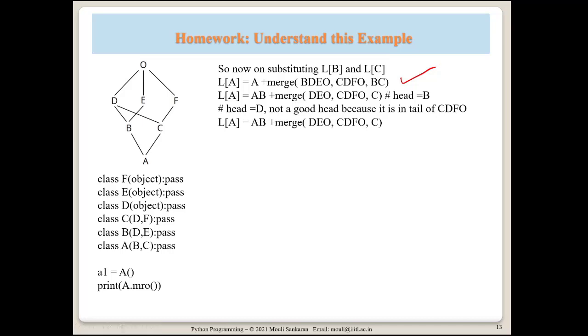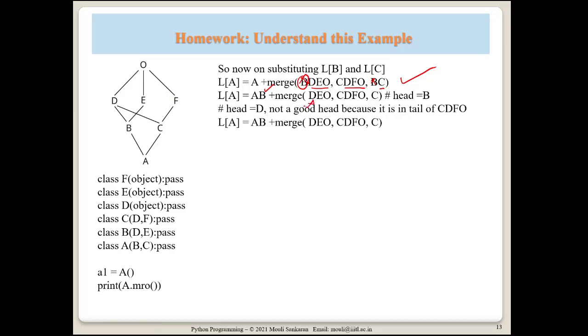So I am going to do the merge now because all the classes are there. No more expansion is required. So I am going to take B now and look for that in the tail. Luckily, we don't have B in any of them. So I can add B now, and then remove this. Construct the remaining: DEO, CDFO, C.